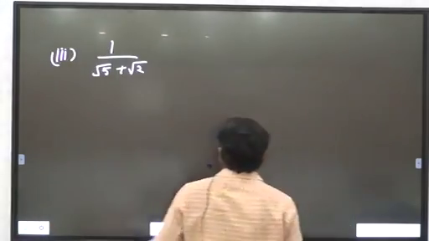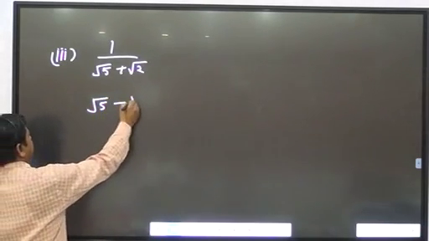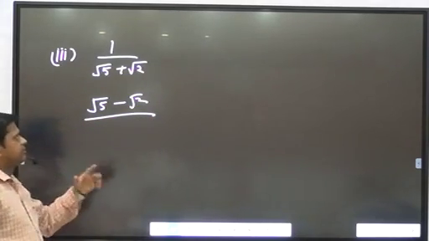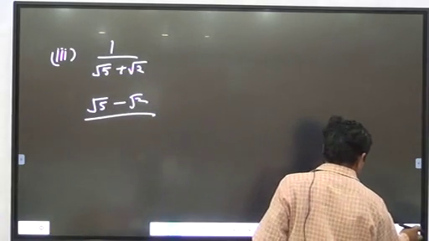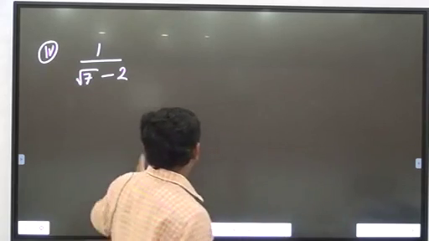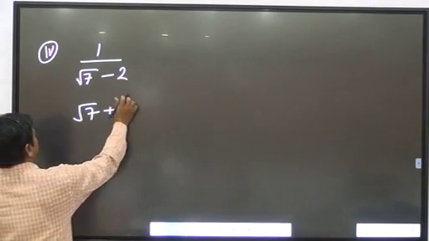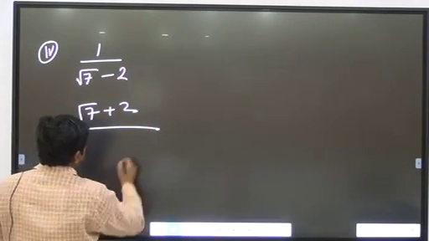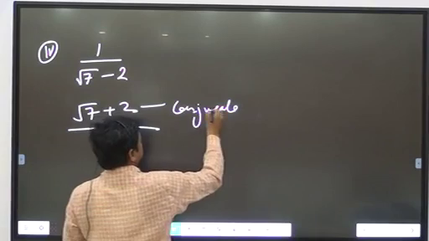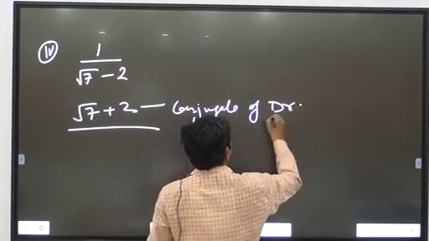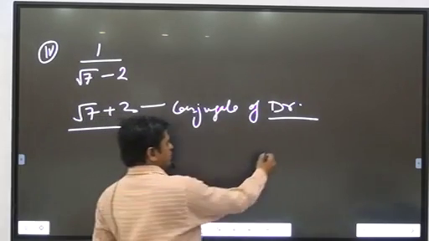And the next one is 1 upon under root 5 plus under root 2. So I can help you: multiply by under root 5 minus under root 2, which is the conjugate. So we multiply numerator and denominator by this number, and you finally get the rationalized denominator. And for under root 7 minus under root 2, you will multiply by under root 7 plus under root 2, because it is the conjugate of the given denominator. So multiply and divide by under root 7 plus under root 2, and finally you can solve it yourself.